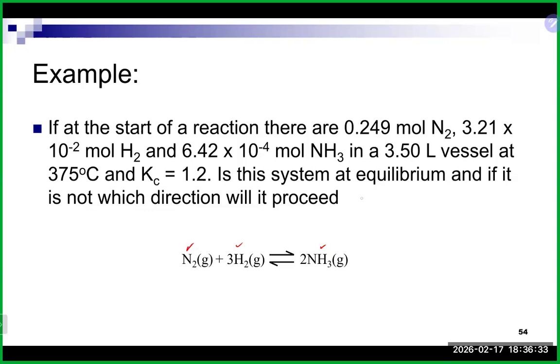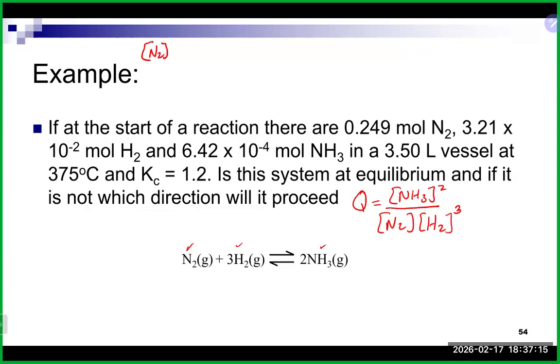Once again, Q is calculated the exact same way as we would do K. So this would be the concentration of NH3 squared divided by N2. We're going to use the coefficients just like we do with K, and that'll be H2 cubed. And once again, the idea here is we don't know if these are initial reaction concentrations, equilibrium or not, and that's really what we're trying to determine here. If we knew they were equilibrium, we could just throw it in there, and we could get the equilibrium constant, which we already have given to us, but we would know it should equal 1.2. So we do need some concentrations here, so we'll calculate those.